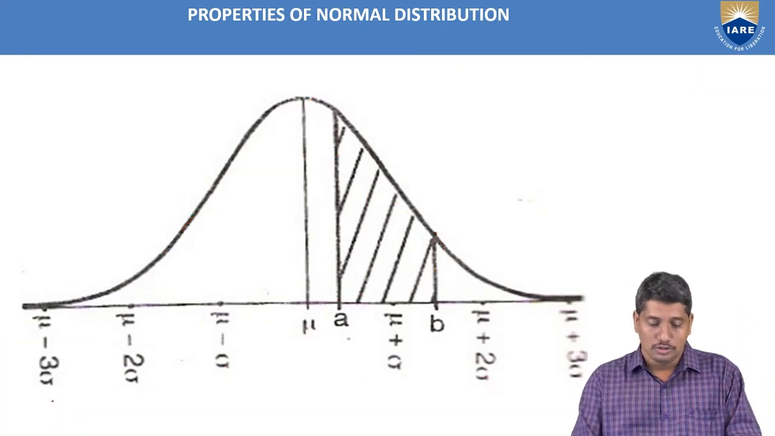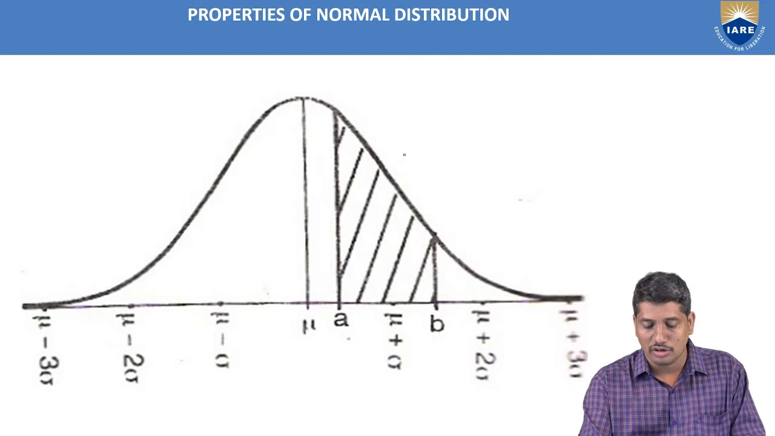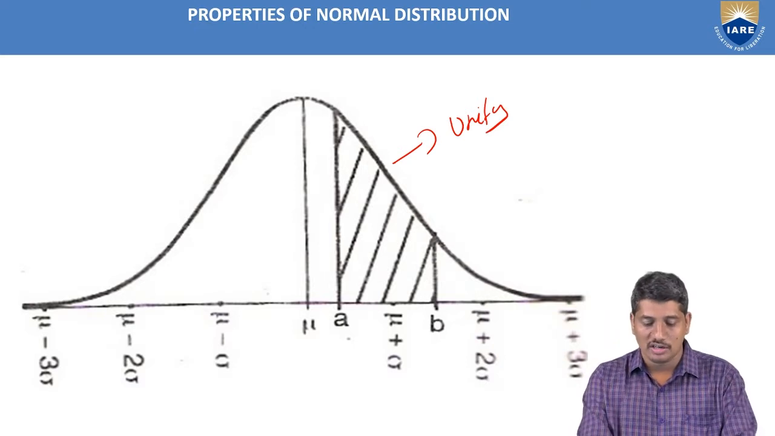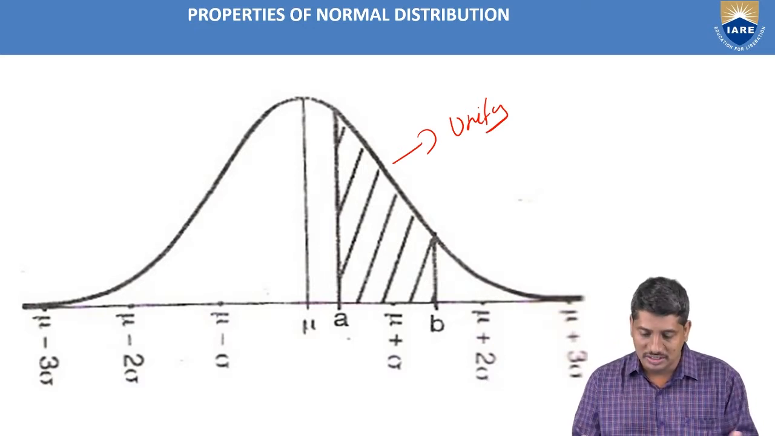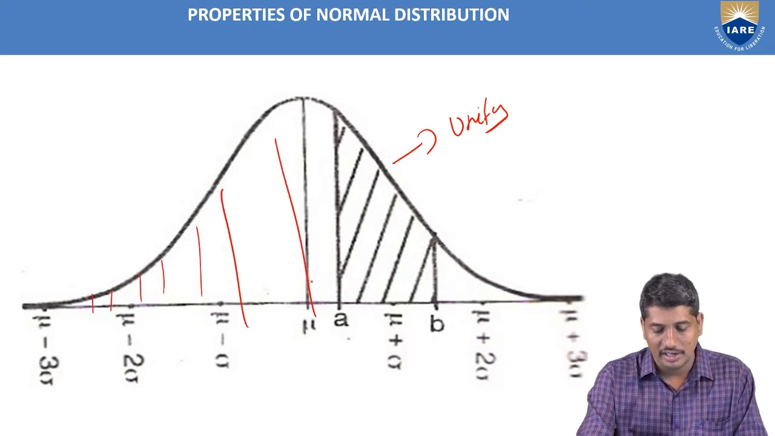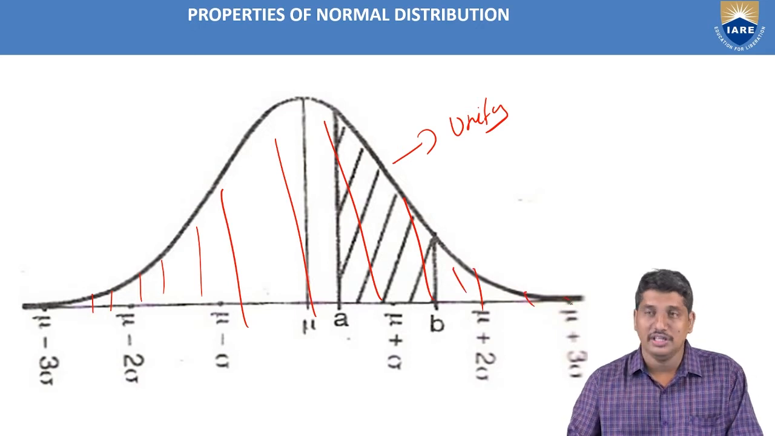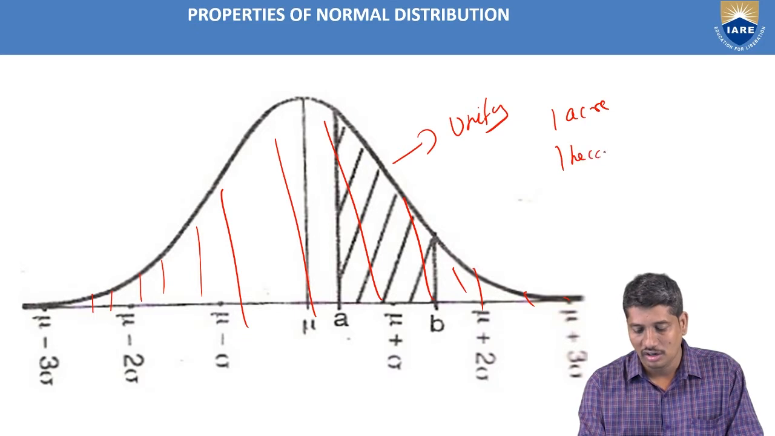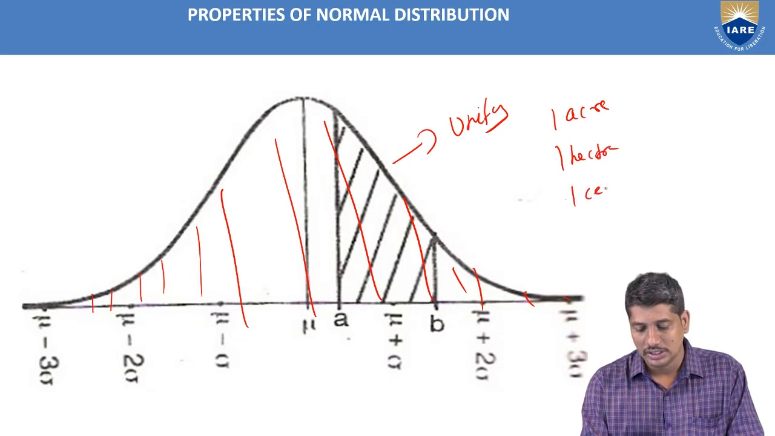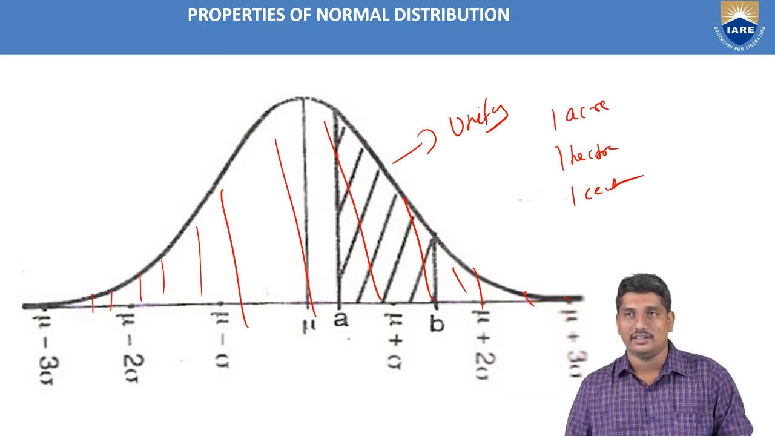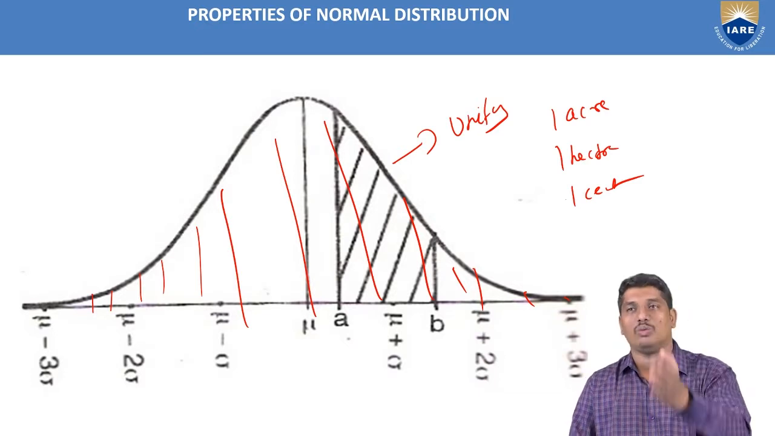You know what? The total area under the normal curve is always unity. Can you guess why? Unity means simple. The entire area under the normal curve, from the beginning to the end, will be either 1 acre or 1 hectare, or 1 cent. It can't be 2 hectares or 3.5 acres. It will definitely be 1 acre or 1 hectare.